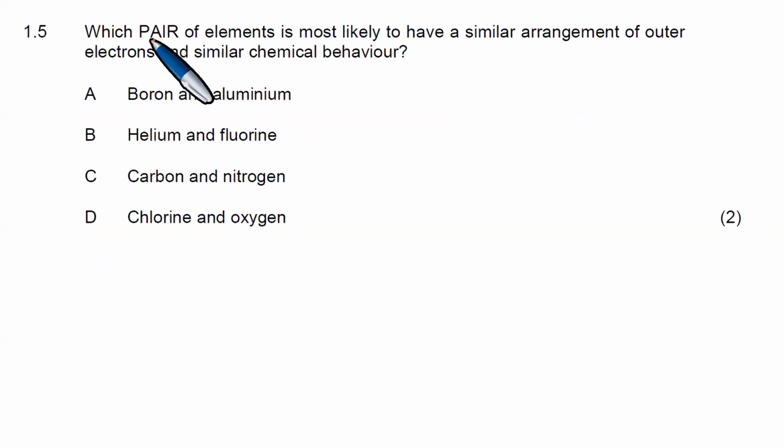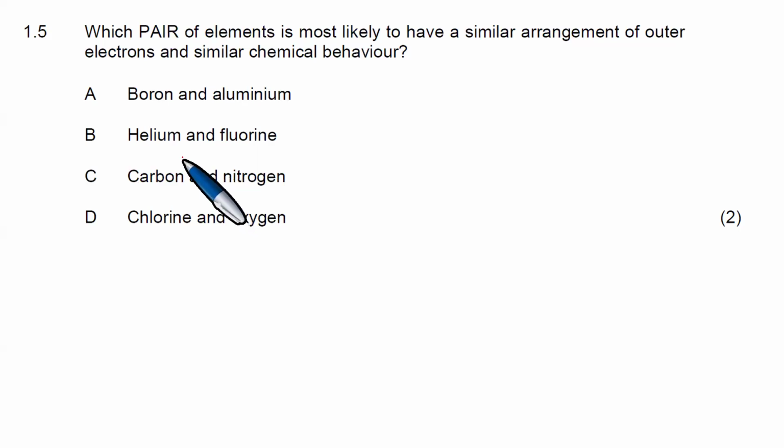Right, 1.5. Which pair of elements is most likely to have a similar arrangement of outer electrons and similar chemical behavior? Is it boron and aluminium, helium and fluorine, carbon and nitrogen, chlorine and oxygen? Which pair of elements is most likely to have similar arrangement of outer electrons and similar chemical behavior?